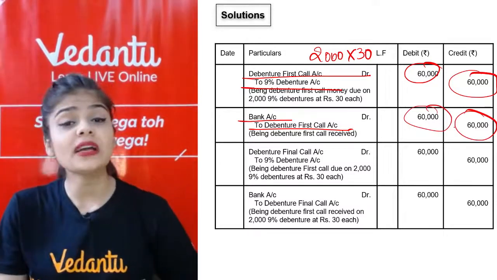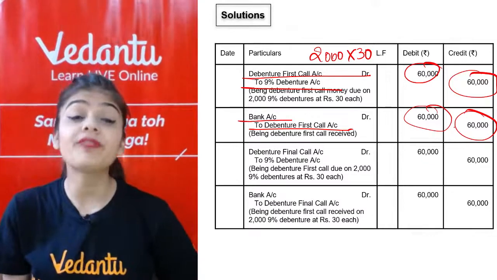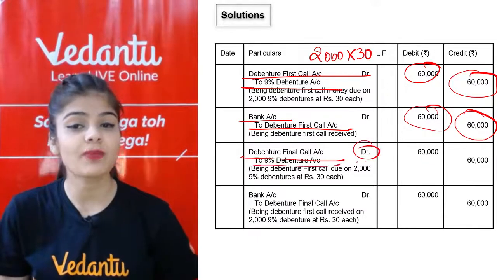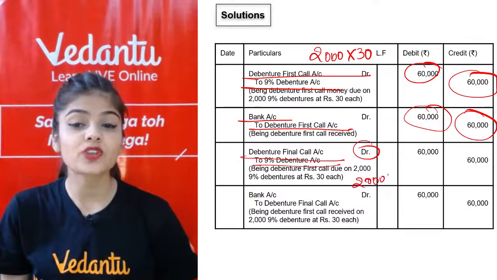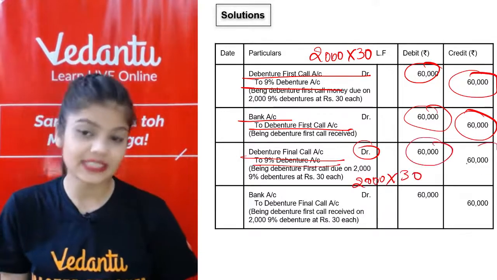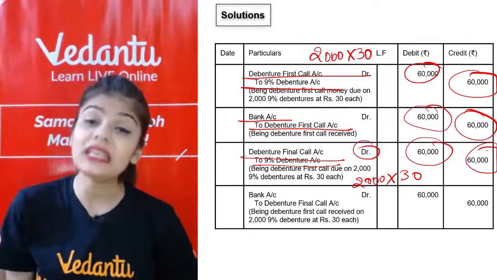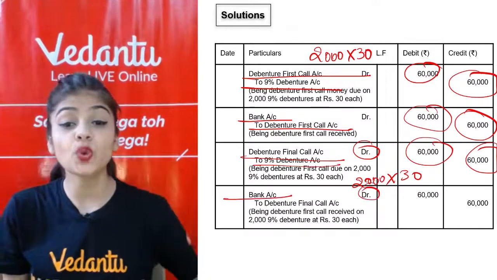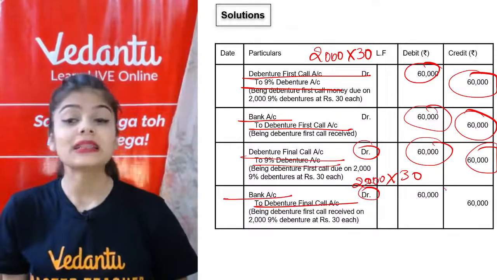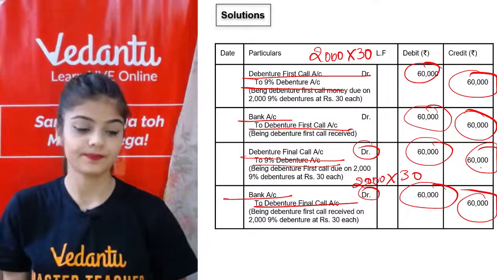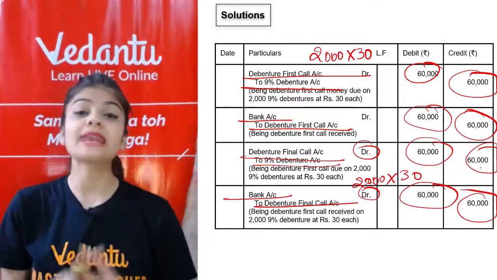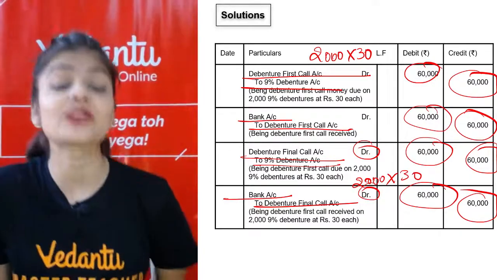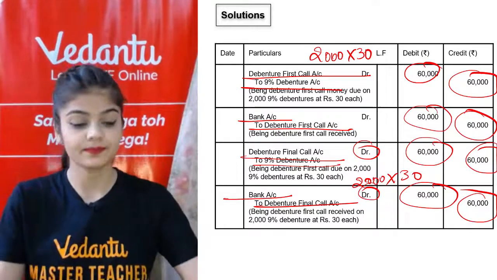And the same journal entry will be passed for final call. Debenture final call debit to percentage debenture. 2,000 debentures multiplied by 30, 60,000. And then you will receive final call money. Bank account debit to debenture final call 60,000 rupees. So this is your question from the chapter issue of debenture, which is of 6 marks.